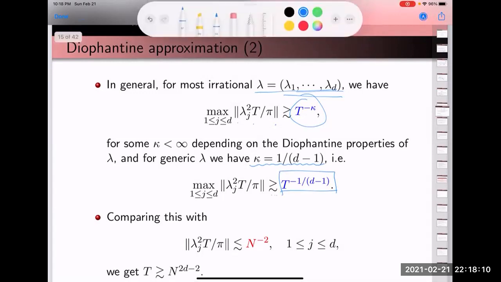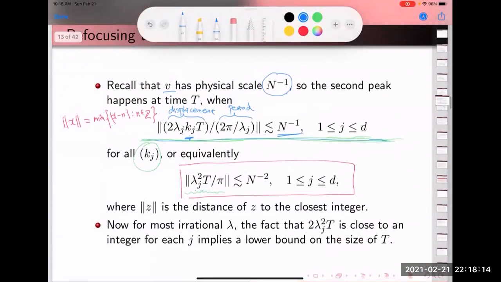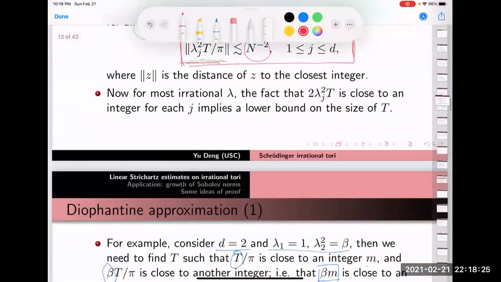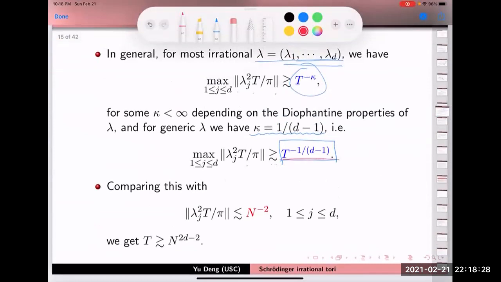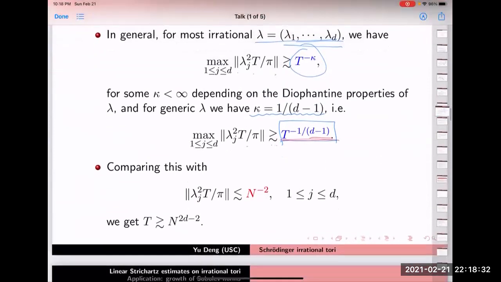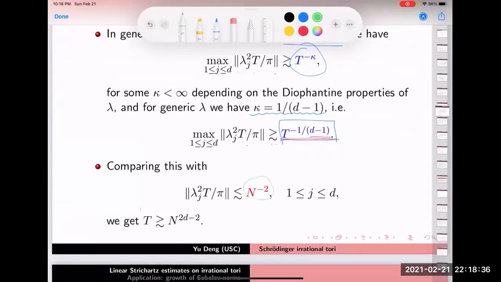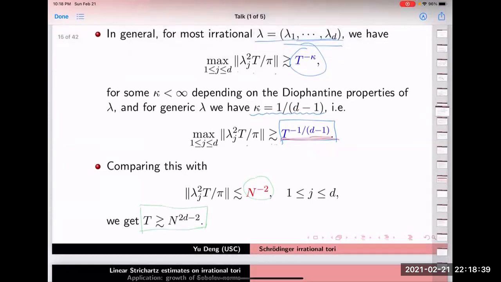Again, this is proved by a probabilistic argument. Okay, so now you have a lower bound of these shortest distances. On the other hand, if you want to have reconcentration, you must have an upper bound of these shortest distances. Then if you match these two bounds, you think N to the minus 2 equals T to the minus 1 over d minus 1, you get this expected time, which is T equals N to the 2d minus 2. Okay, so this is what happens for a generic irrational torus. You get this due to Diophantine approximation, due to Diophantine conditions. You can actually get this reconcentration phenomenon to happen at a much later time than in the case of a rational or a square torus.